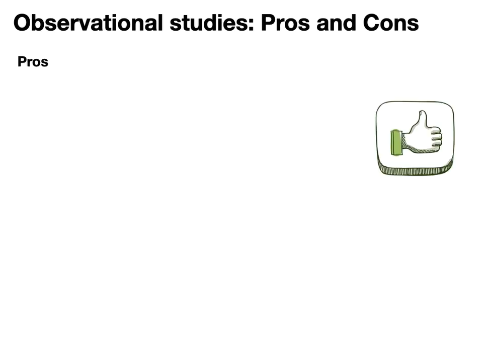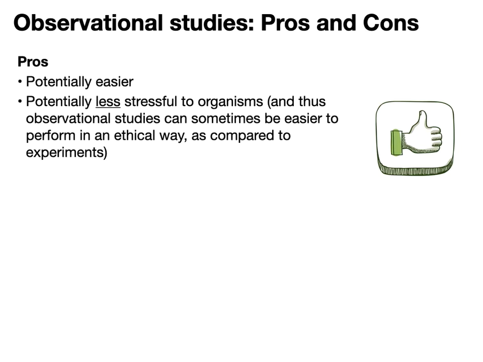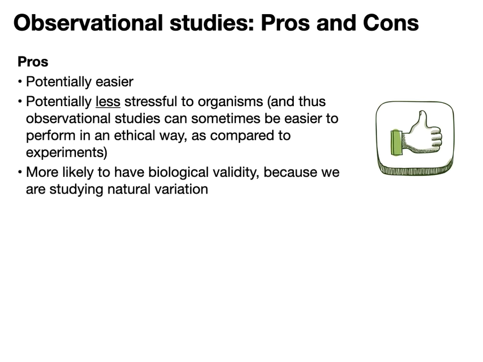Okay, so coming back to pros and cons, let's do pros and cons of observational studies. Pros: sometimes they can be easier to do. Not always true, though. Another pro is that they can be potentially less stressful to the organisms. Also not always true, but it can mean that observational studies are often more ethical. An important pro is that observational studies might be more likely to have validity beyond the conditions of the experiment because we're studying natural variation, and we might be able to avoid experimental artifacts.